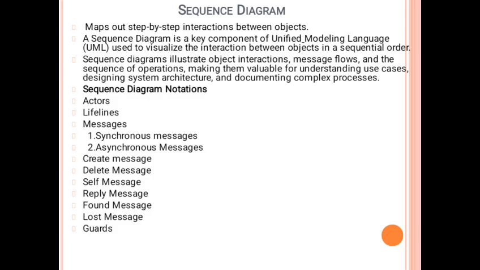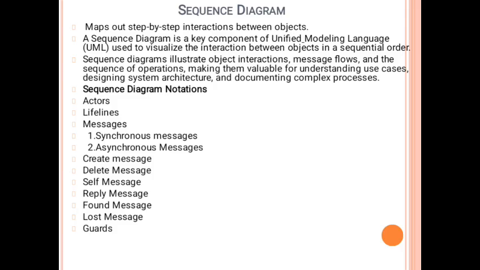Next is a sequence diagram. A sequence diagram maps out the step-by-step interaction between objects. A sequence diagram is a key component of UML used to visualize the interaction between objects in a sequential order. Sequence diagrams illustrate object interaction, message flow, and the sequence of operations, making them valuable for understanding use cases, designing system architecture, and documenting complex processes.